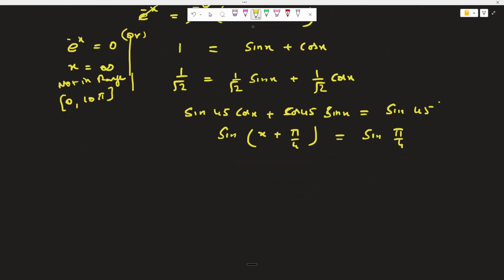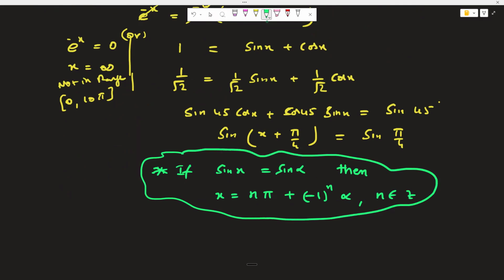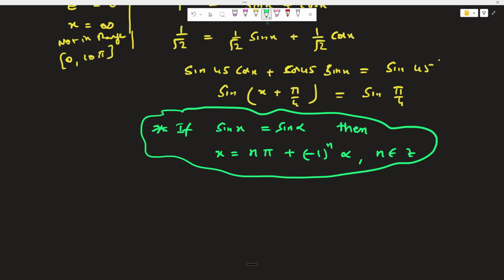So this is a trigonometric equation. What is the formula for trigonometric equations? If sin x is equal to sin alpha, then x is equal to n pi plus minus 1 to the power of n into alpha, where n belongs to Z. This is the formula. Now here x means x plus pi by 4 for the present question, and alpha means pi by 4. So according to that, x plus pi by 4 is equal to n pi plus minus 1 to the power of n into pi by 4.